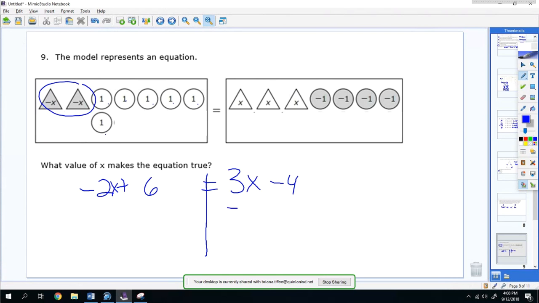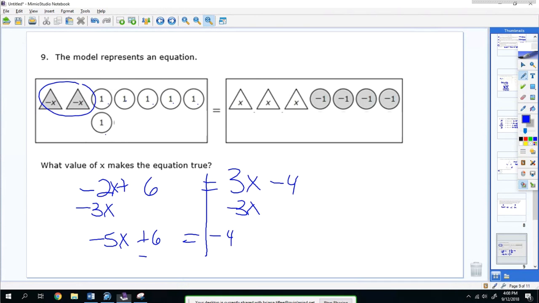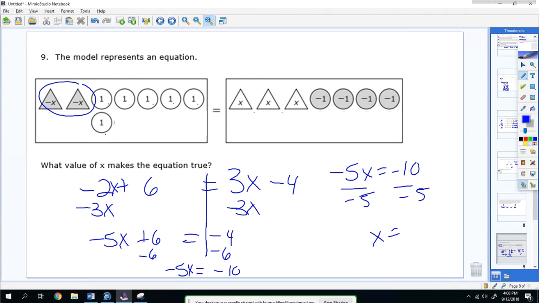I'm going to subtract 3x from both sides because I like my variable on the left. This will be negative 5x plus 6 is equal to negative 4. Well, that 6 is being added, so you subtract 6 from both sides. So that'd be negative 5x equals negative 10. I'm going to have negative 5x equals negative 10. Divide by negative 5 on both sides. You get x equals a positive 2.